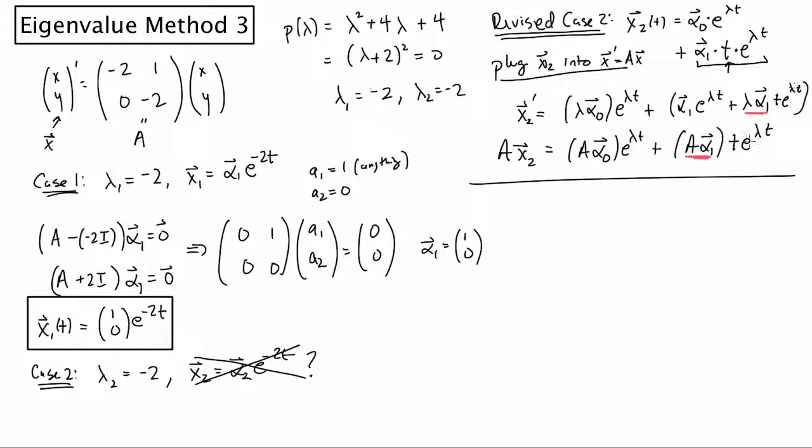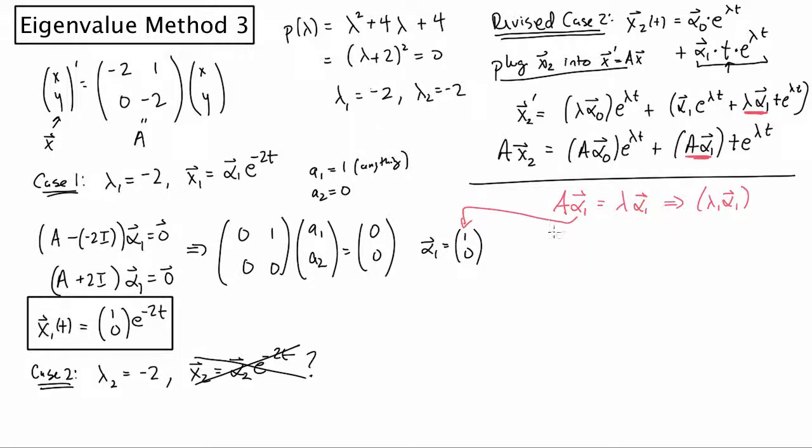So the t e to the lambda t terms have to match up. Well, that says that A alpha 1 has to equal lambda alpha 1. That just says that lambda and alpha 1 have to be an eigenvalue-eigenvector pair, which is what we did. So we already have that one. The alpha 1 that we need is already right here. Corresponding to lambda equal to negative 2, we have the eigenvector 1, 0.